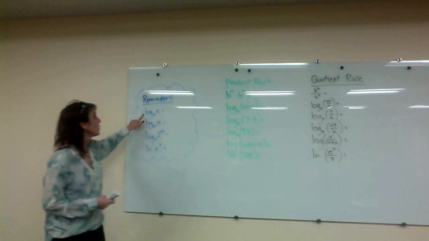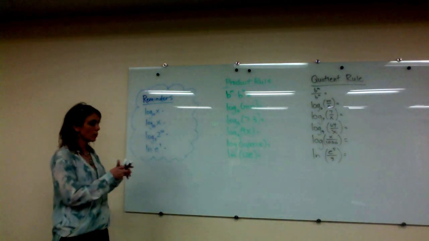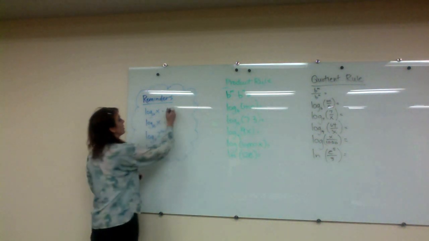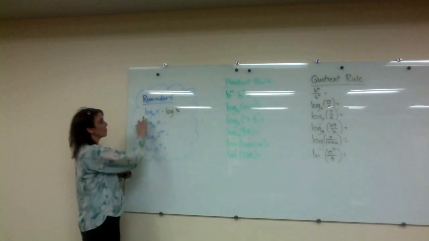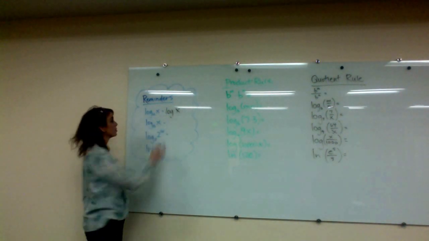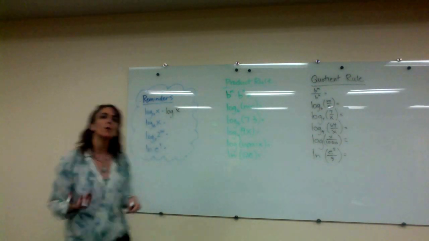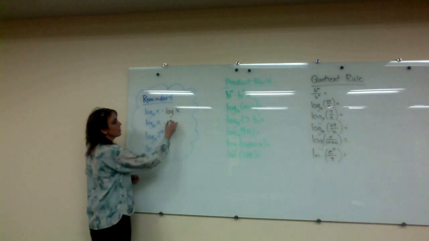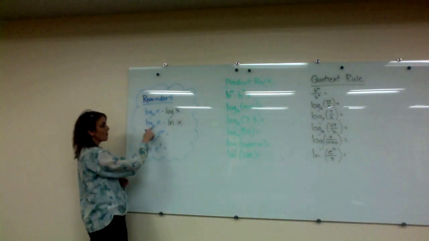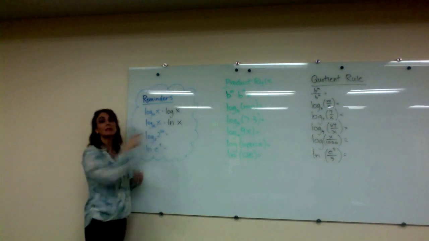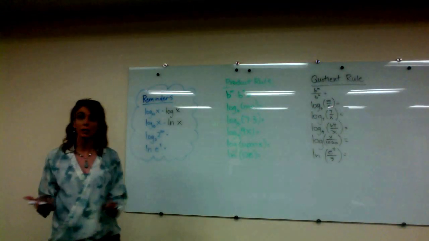So if we have something where the log's base is 10, we can write that without the base. We can just say that that's the log of that thing. So log base 10 of x is equivalent to the log of x. When we have a base of e, we can also rewrite that with a different notation. We can say that that's the same as the ln of x. So log base e of x is the same thing as ln of x. And that's how you'll see it on your calculator.